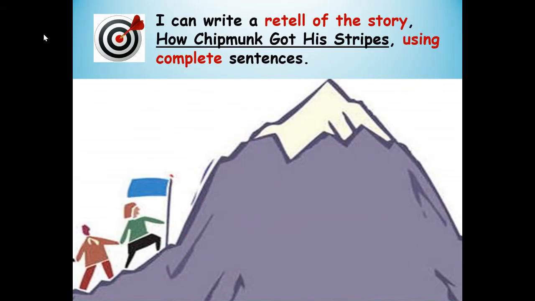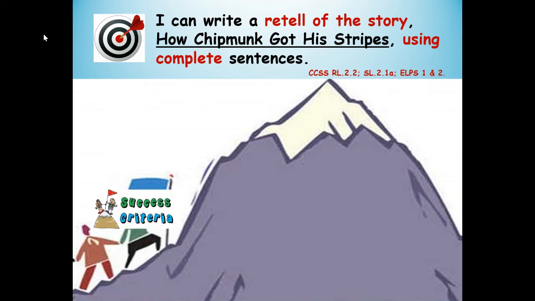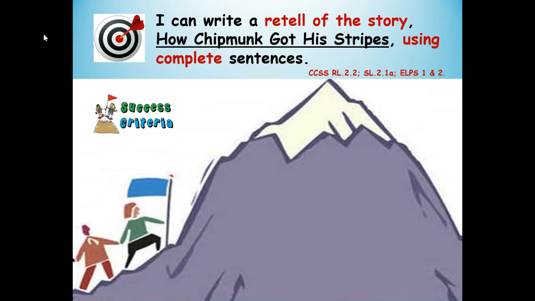So here's our learning target. I can write a retell of the story, How Chipmunk Got His Stripes, using complete sentences. Success criteria. This means how will you know you're successful at writing a retell of the story, How Chipmunk Got His Stripes? Well, here are our steps to success. We're going to do these steps one step at a time.